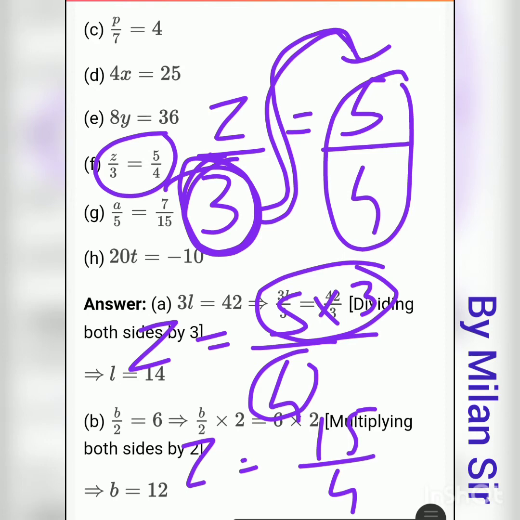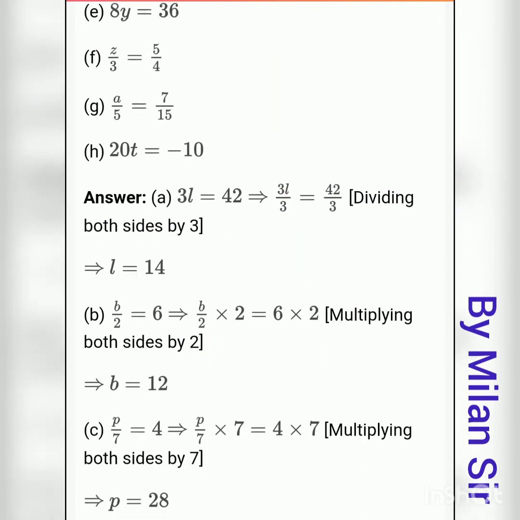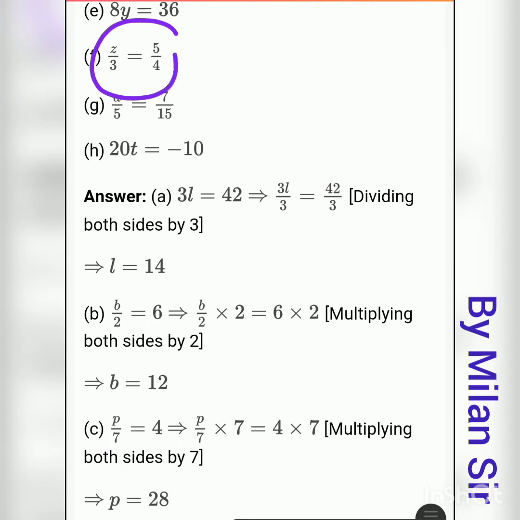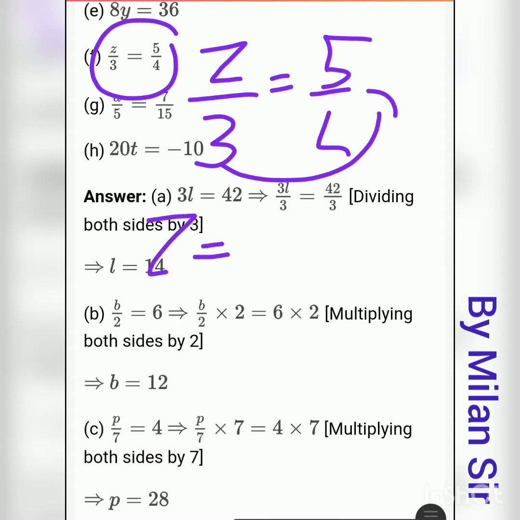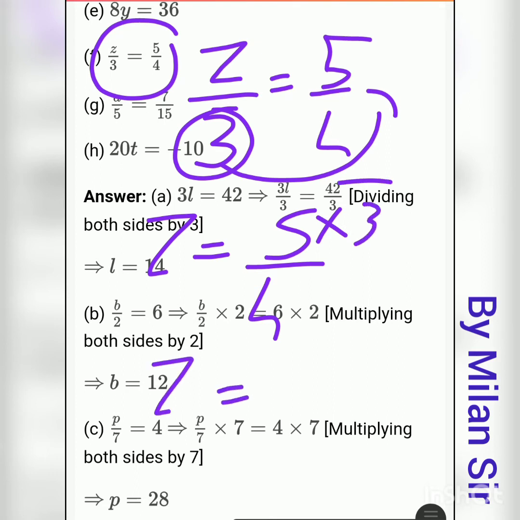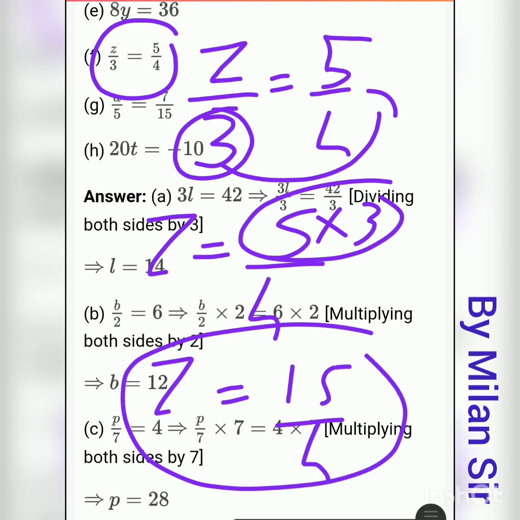Again, z by 3 is equals to 5 by 4. If we transfer this 3 to the right hand side, first of all we need to write this right hand side 5 by 4 as it is. Now this 3 goes to the numerator. So here 5 3s are 15 divided by 4, so this is the solution of this equation.